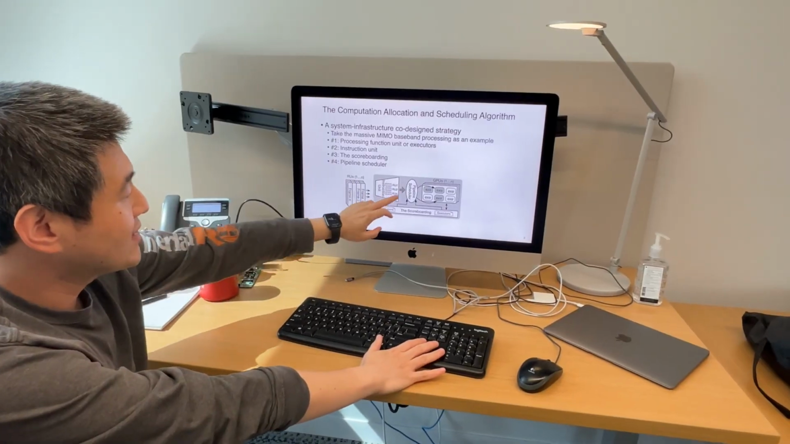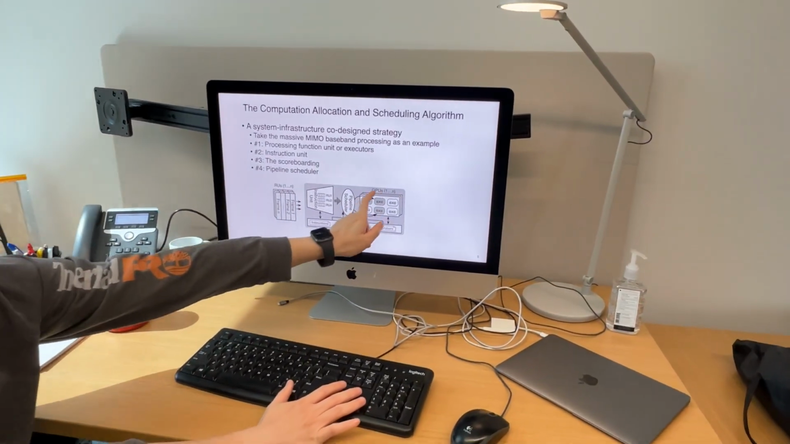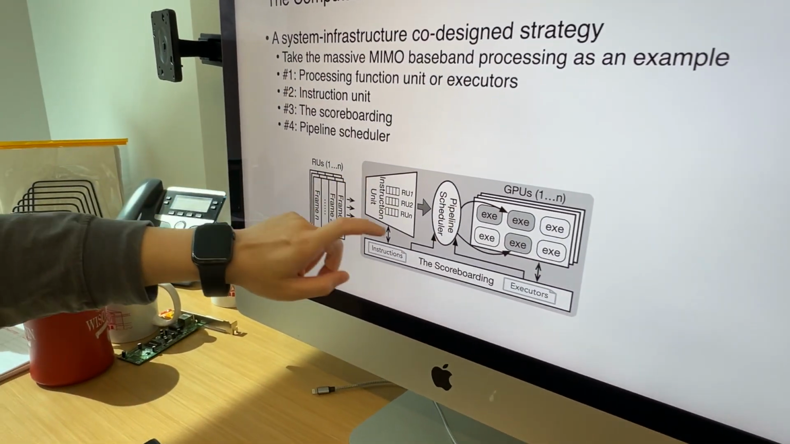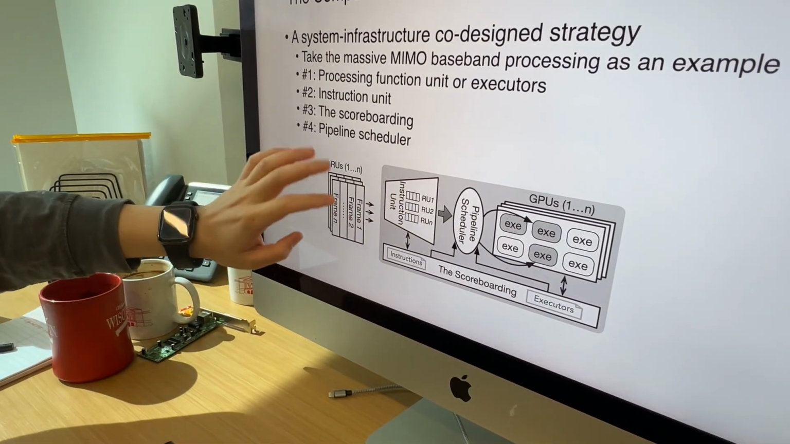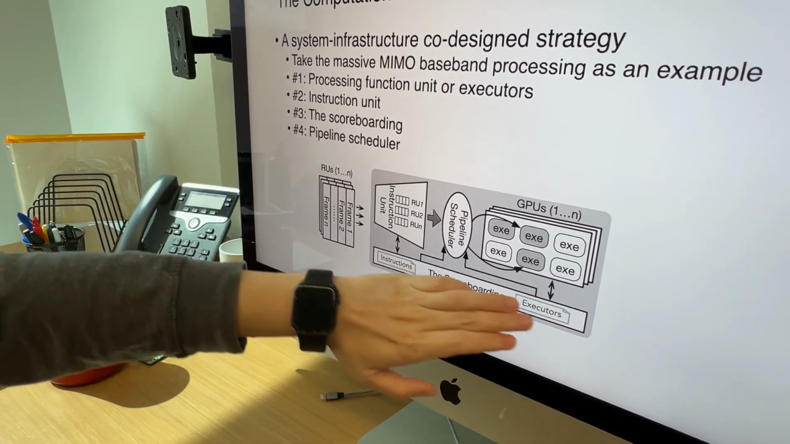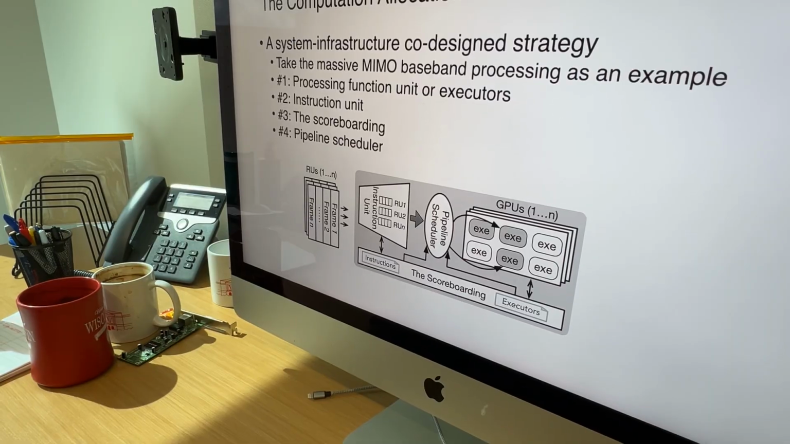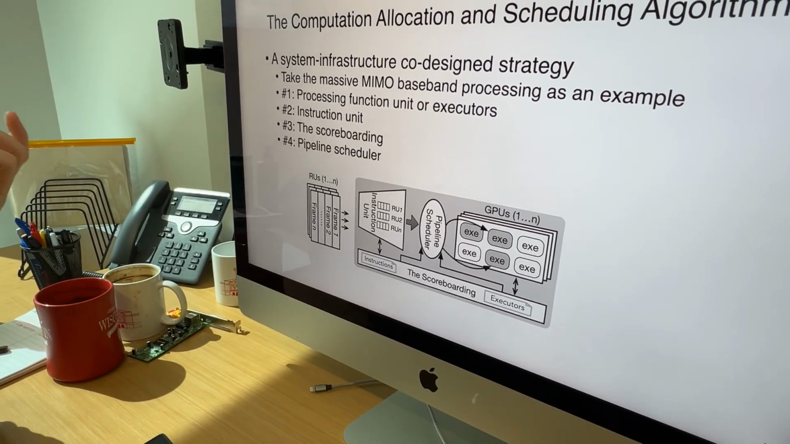So the first system component is a processing unit. What is a processing unit? Essentially, it is trying to view each individual GPU as an executor. The second function unit is an instruction scheduler. What an instruction scheduler does is take applications and reformat them into instructions, and then run these instructions on the executors.